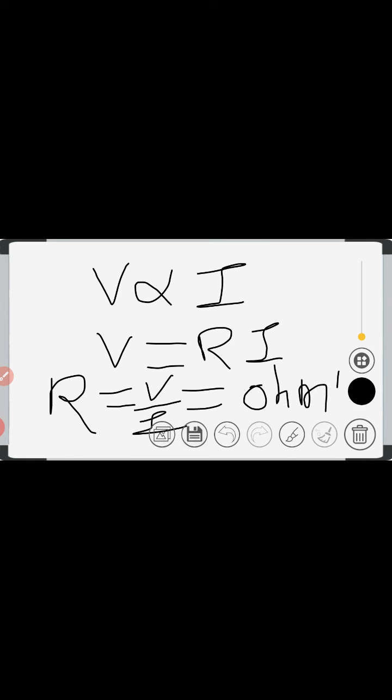The unit of this R is ohm because this law is given by Ohm. That's why we have named the SI unit of resistance after the scientist George Ohm.